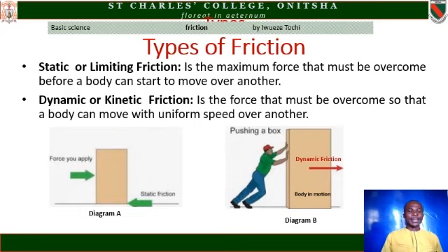Dynamic or kinetic friction is the force that must be overcome so that a body can move with uniform speed over another. Now you can see in diagram B where you see a man pushing a bus. So this bus is moving and the man is applying a force on it. Now, a force is required for the body to continue to be in a steady motion. So when the body is in a steady motion, the dynamic friction is being overcome.